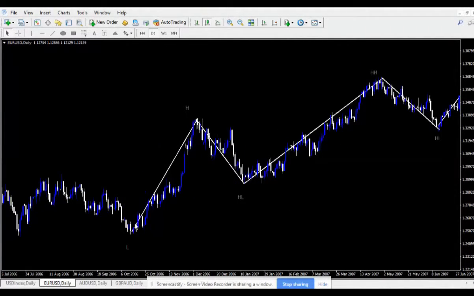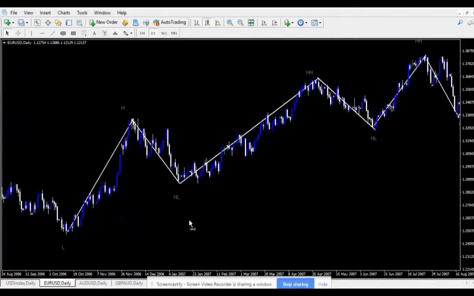All right. So we have our low here, right? Then we have our high. We have a high, this higher low. Why? Because it is higher than our previous low. So we want to wait for an uptrend to be confirmed.